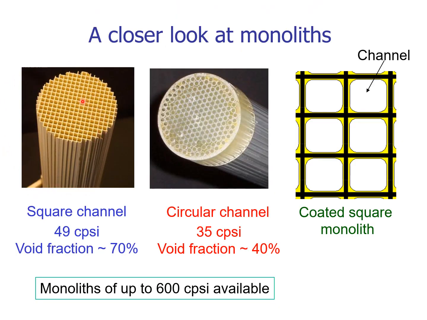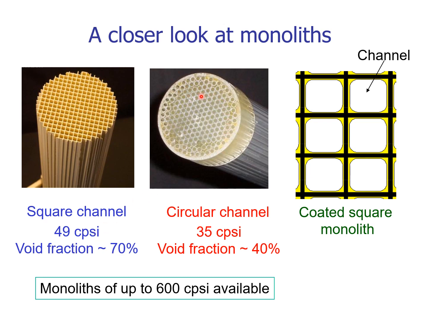Here is a monolith with square channels made of ceramic material. It is common practice to quote the number of channels per square inch of the monolith. This structure here has 49 CPSI, channels per square inch.